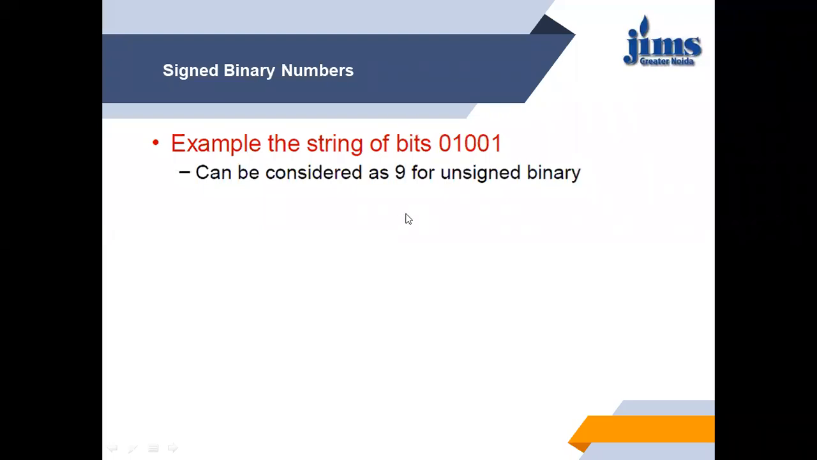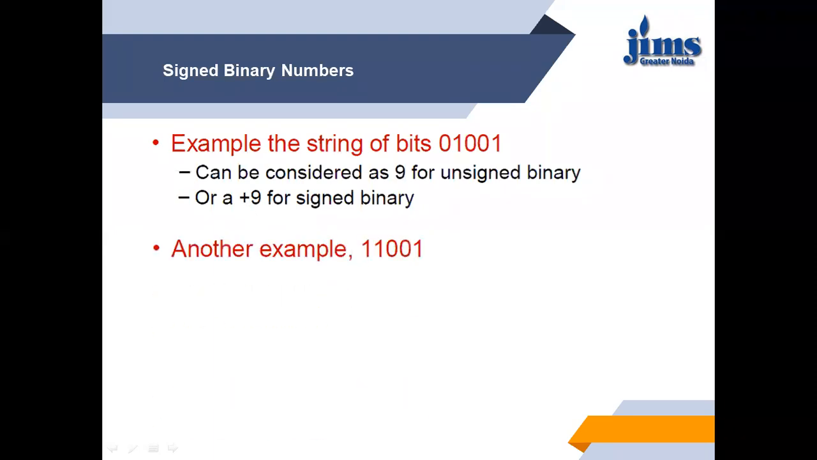So it can be considered as 9 for an unsigned binary number. If I am just representing a string consisting of 0, 1, 0, 0, 1, and I am not aware of the scheme we are using here, then it is nothing but 9. Or I can say when it is a signed binary number, it is plus 9, because the leftmost bit here is 0, and 0 represents a positive number in signed binary. So when it is unsigned binary, it is 9. When it is a signed binary representation, it is plus 9.